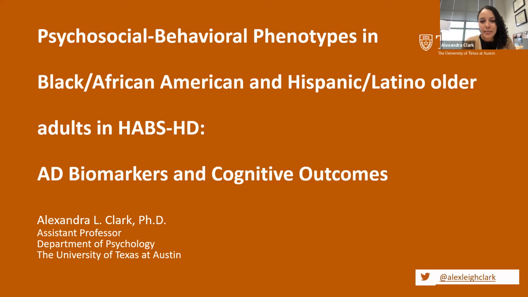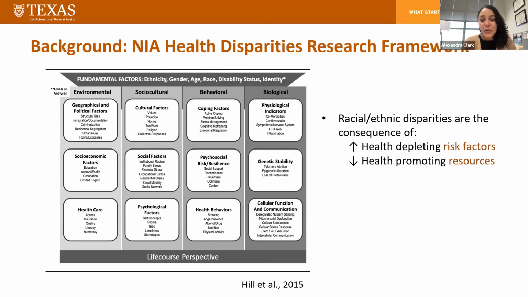Okay, next slide, please. So I want to start with acknowledging that we're here and we're all very passionate about studying these racial ethnic disparities in AD. And they're avoidable and unjust, and we can do something about them. They're here largely because these racial ethnic groups are more likely to be exposed to risk factors and less likely to be exposed to health promoting resources.